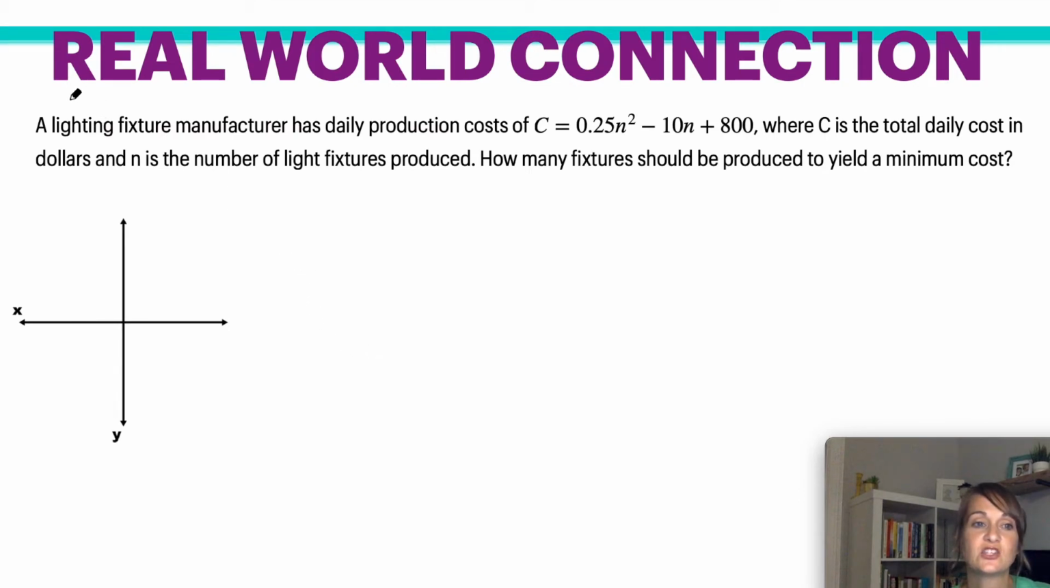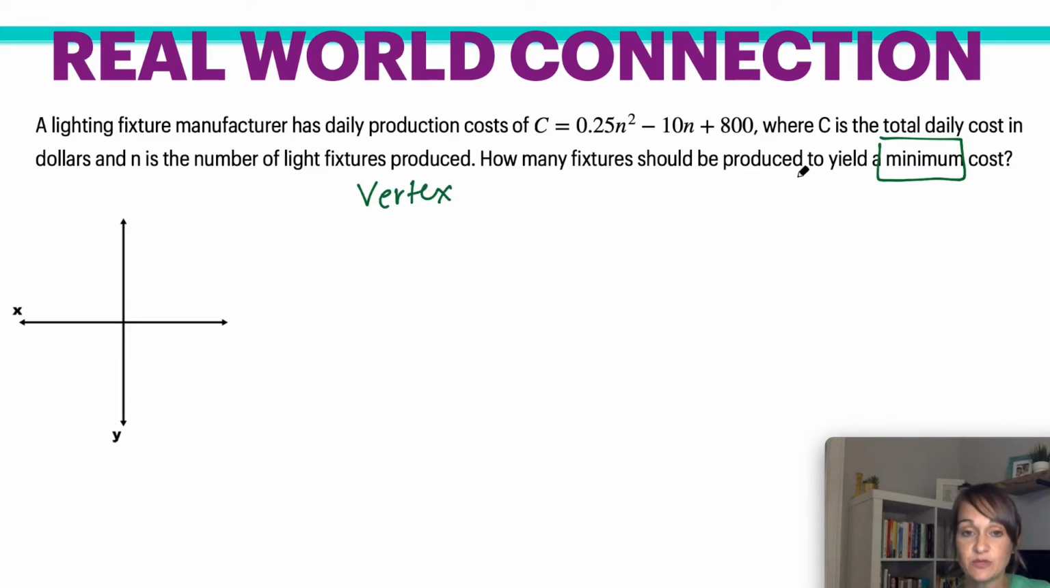Real world connection. A lighting fixture manufacturer has a daily production cost of this function. C is the total daily cost in dollars. N is the number of light fixtures produced. How many fixtures will be produced to yield a minimum cost? That is our hint, which means we need to know the vertex.